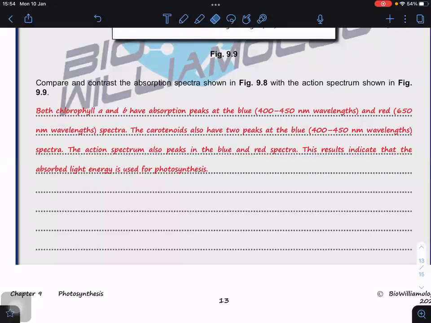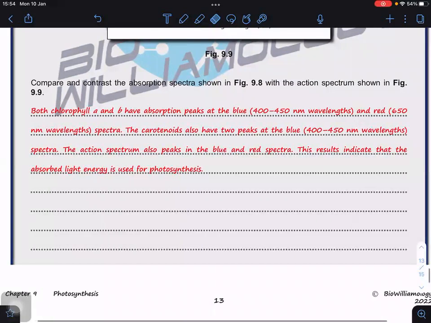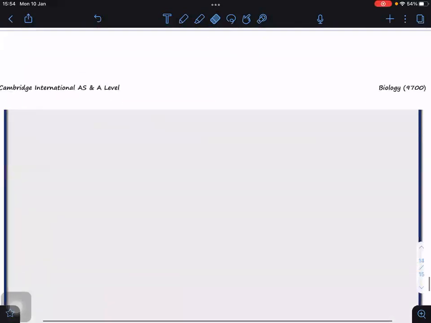So both chlorophyll A and B have absorption peaks at the blue and red spectra. The carotenoid also has peaks at the blue spectra. So the action spectrum actually peaks in the blue and red spectra. So this result indicates that the absorbed light energy is used for the photosynthesis. Okay. Those who are online can help to screenshot the answer and put it into the group. It's clearer now, right?